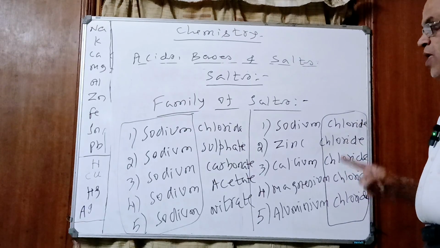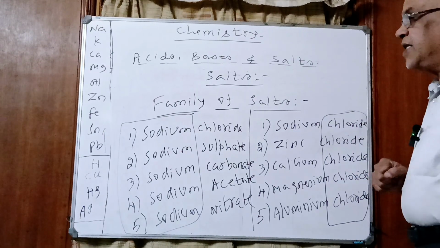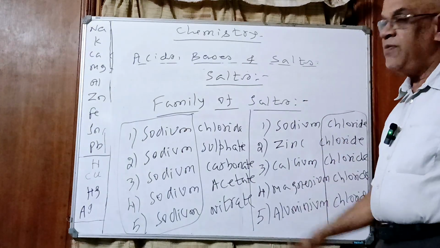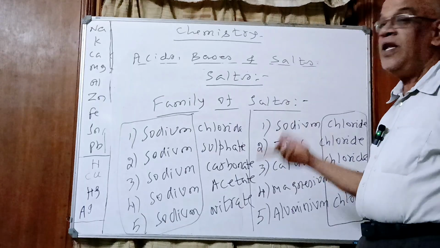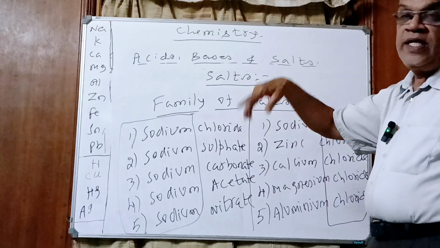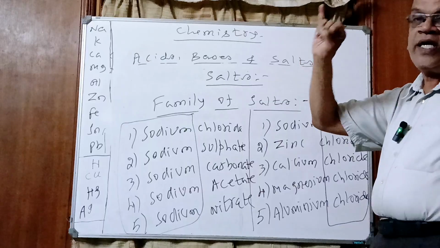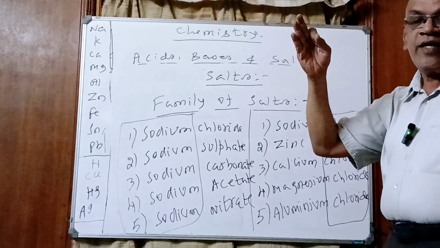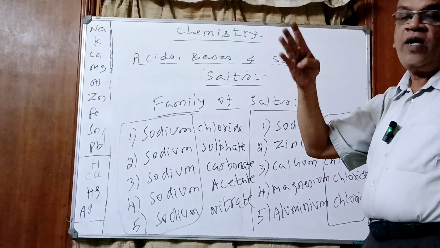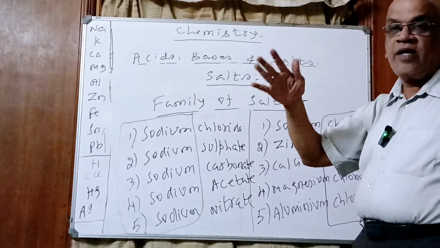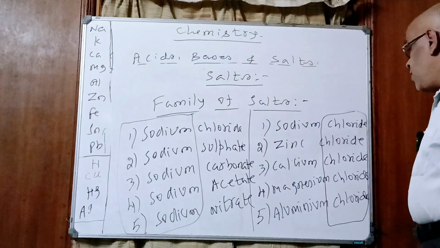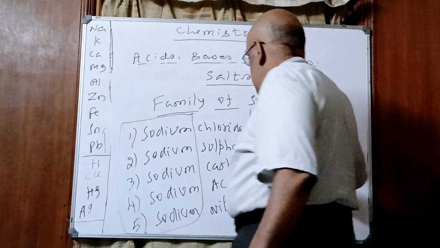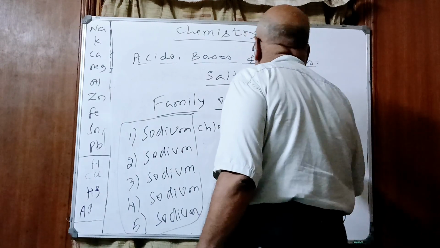You should know it. It may or may not come for the exam. It's a different issue. This is the foundation for chemistry for your higher classes. Family of salts and salts of different acids. Salts formed from hydrochloric acid are chlorides. Salts of sulfuric acid are called sulfates. Salts of nitric acid are called nitrates. Salts of acetic acid are called acetates. Salts of carbonic acid are called carbonates. Understood, children? Easy. Small topic is over. Scoring topic. Then we'll go to different types of salts.